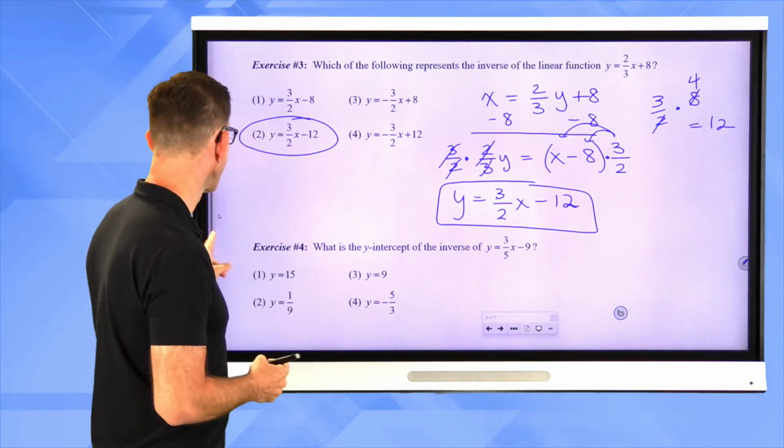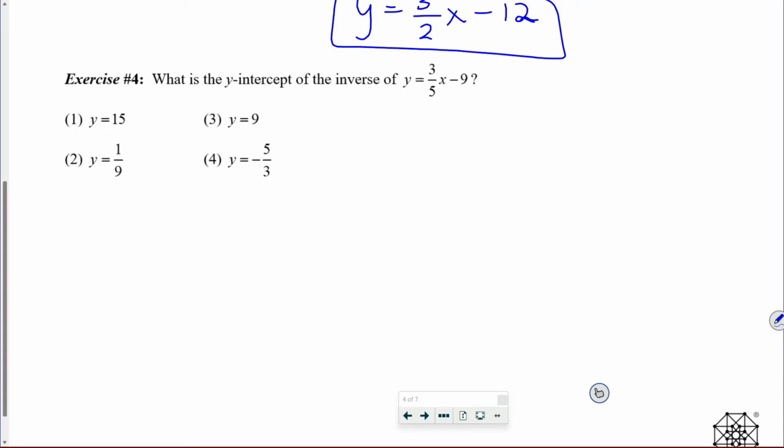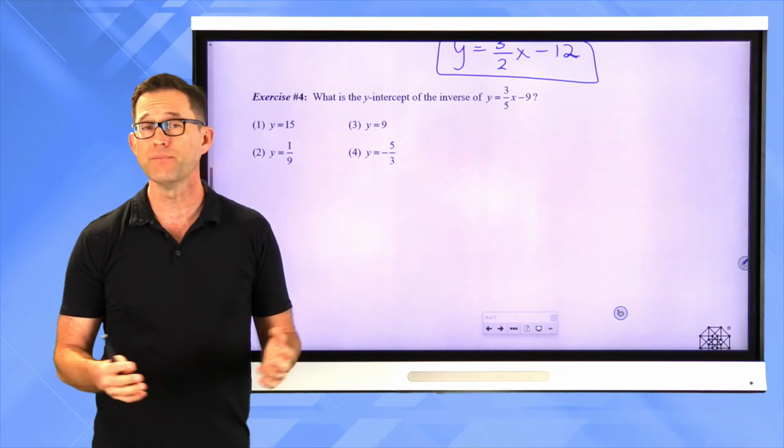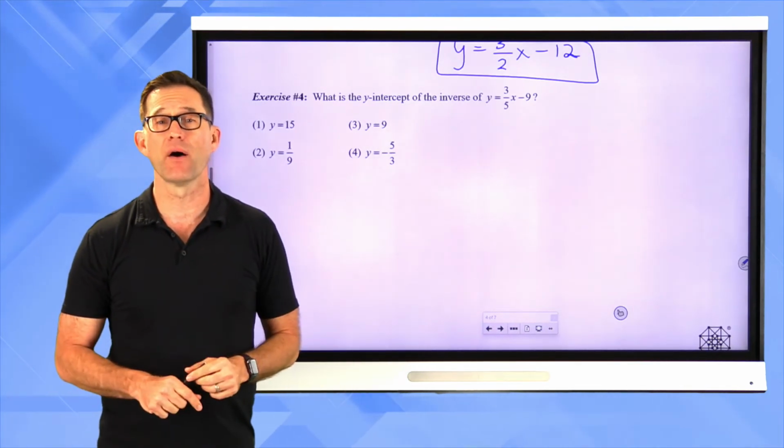Let's take a look at number 4. What is the y-intercept of the inverse of y equals 3/2 x minus 9? All right, very, very similar problem. Why don't you pause the video now and try to figure it out?